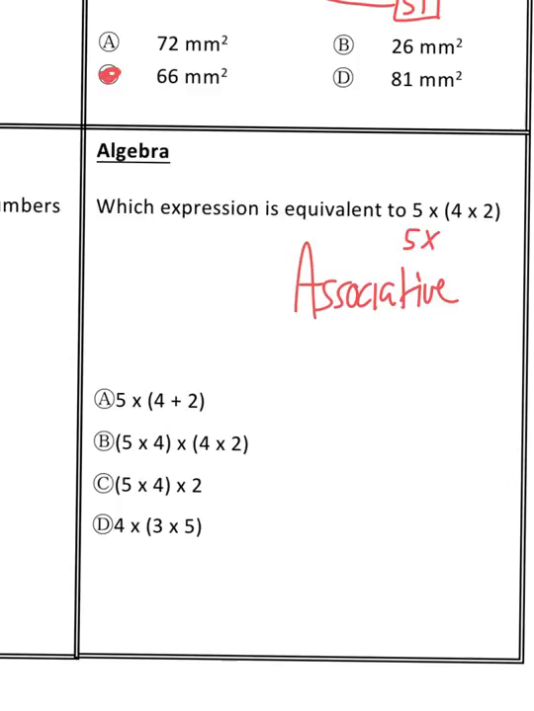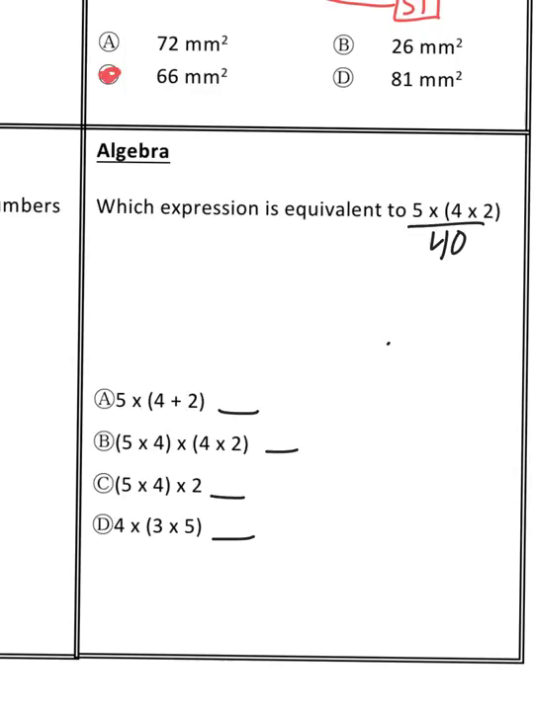But let's pretend you didn't remember the associative property and you had to figure this one out another way. Let me kind of go back. Maybe my eraser will just work. Yay. All right. So let me show you another way to do it. Another way to do it is solve all of these. So type them in the calculator. 5 times 4 times 2 is 40. So the one that equals 40 is going to be the one that's equivalent.